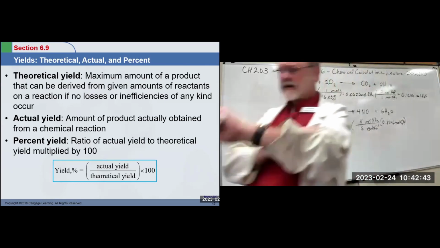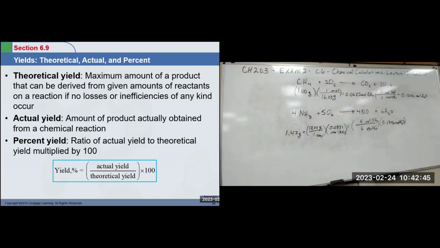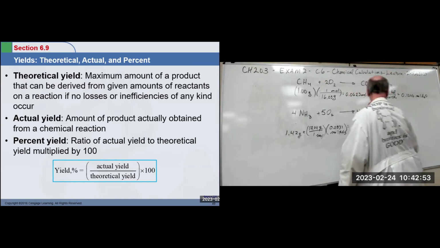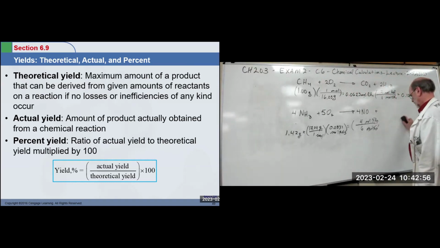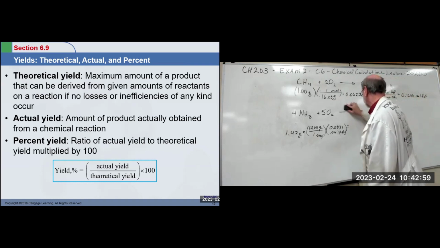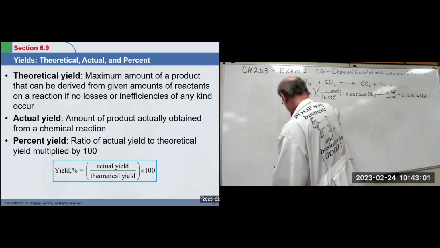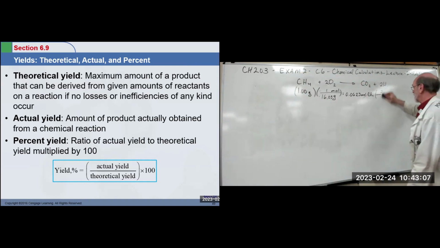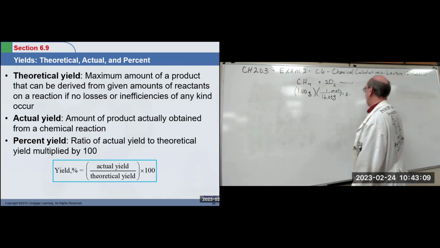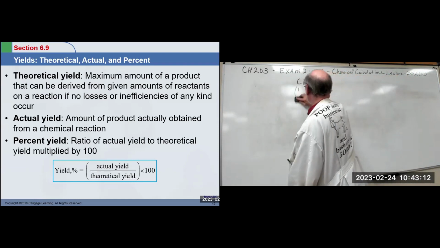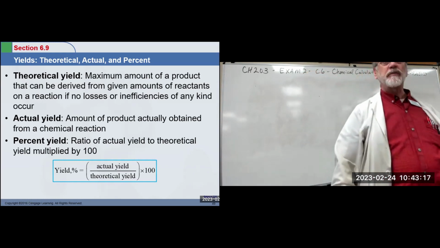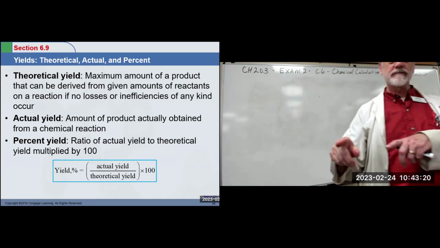All right, one last thing. I think I've got time to talk about this. Yield, the concept of yield. If you're a chemist working for a company, especially a chemical engineer, the bottom line, the profit that company can make off of a chemical reaction, is based upon how much product you can produce from that chemical reaction.